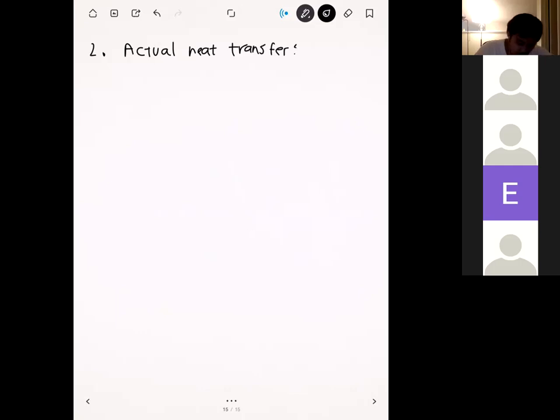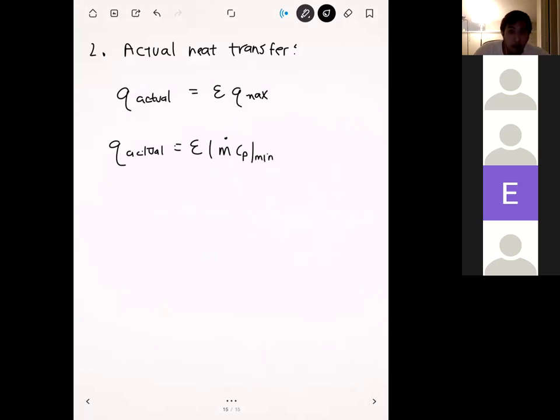Okay. And so remember, Q actual is equal to effectiveness times Q max. We just computed effectiveness, and so let's go ahead and compute Q max. Right. And so remember, Q max is going to be equal to m dot Cp min multiplied by the biggest temperature difference in our heat exchanger.